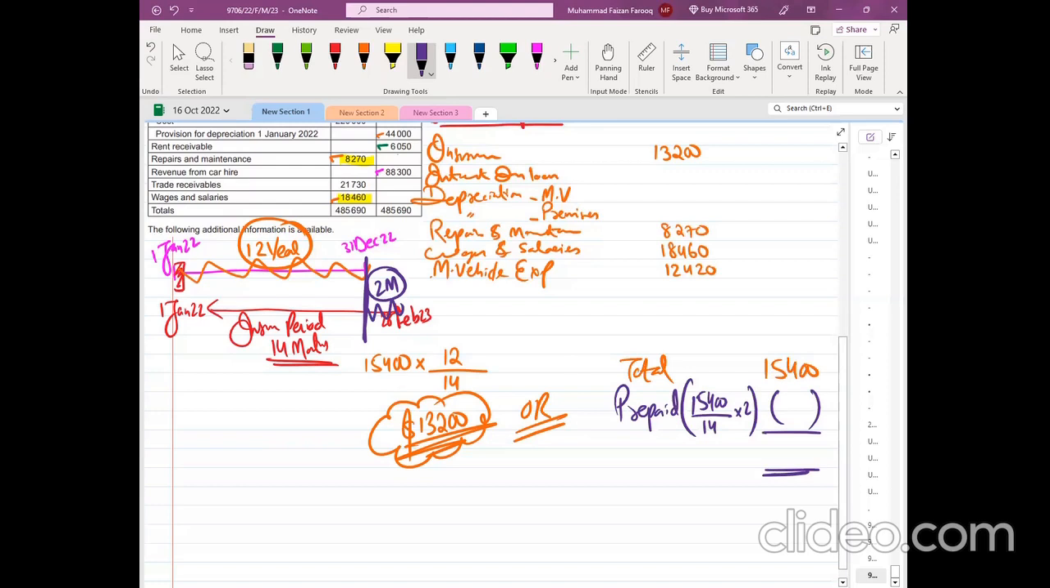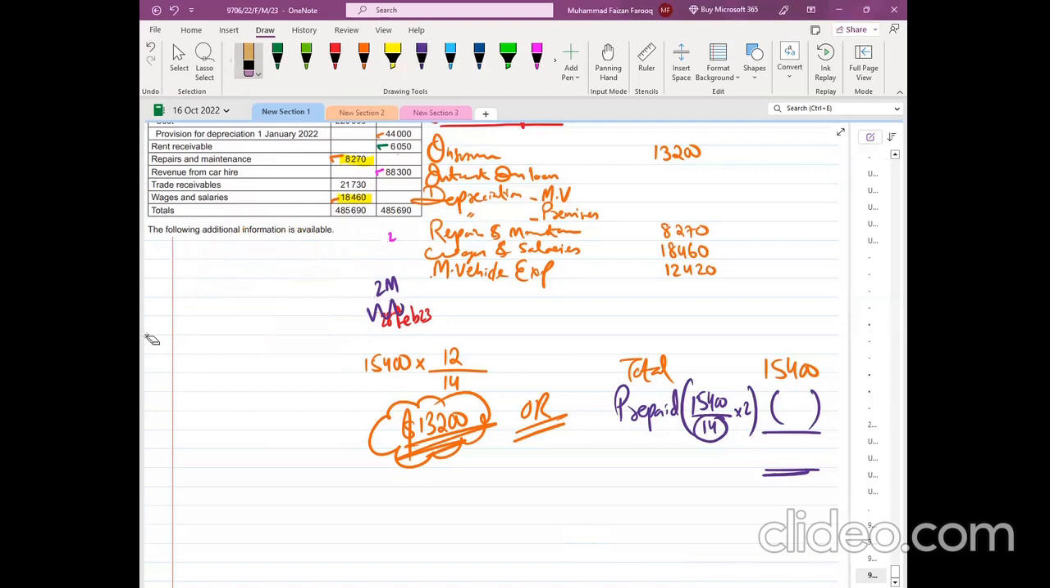But you must be careful that this 15,400 is for 14 months, not for 12 months. Both options will give you the same answer, okay? Any questions? Once you're done, let me know so we can move forward. Is this working? Yes. Very good.